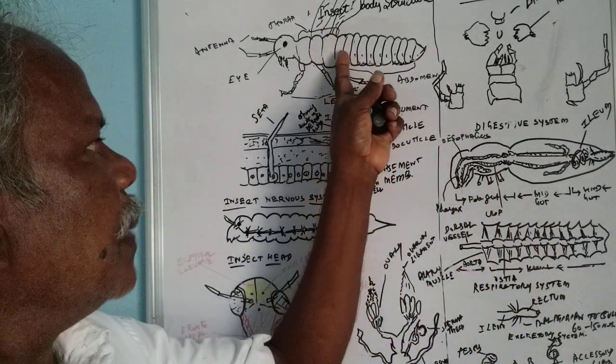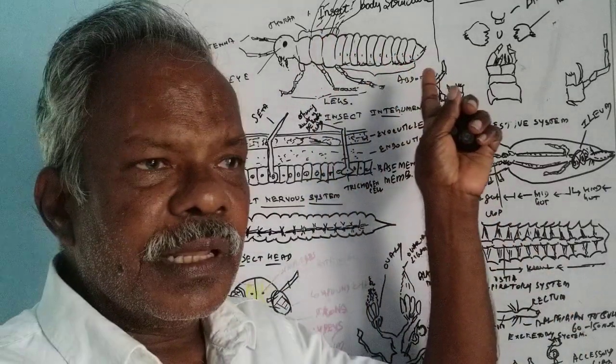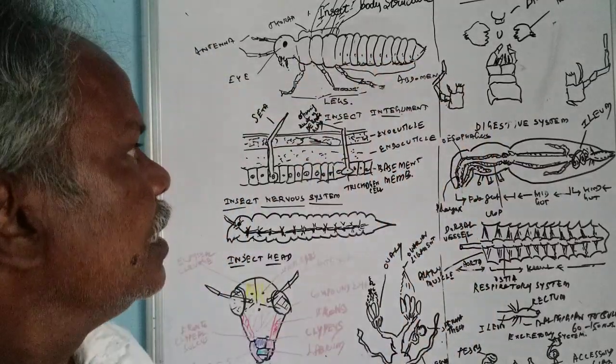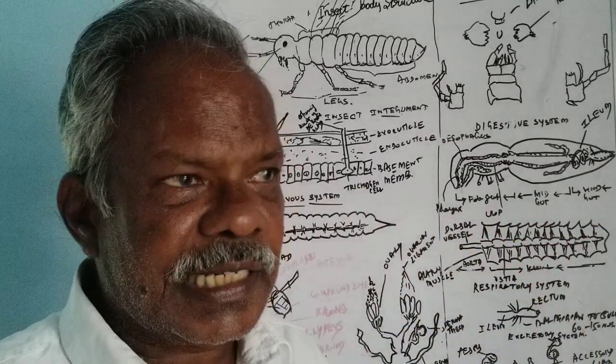Then spiracles can also be seen in the abdominal regions and also in the thorax regions. So this is with regard to the external structures.